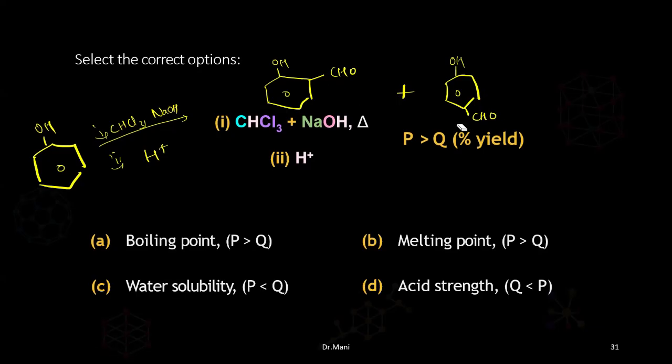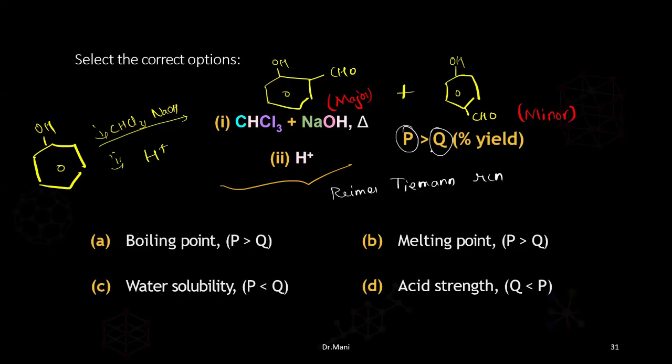So which one will be the major product, ortho or para? So this will be the major product and this will be the minor product. And remember, what is this reaction we call it as? We call this reaction the Reimer-Tiemann reaction. So in the Reimer-Tiemann reaction, we'll be getting ortho salicylaldehyde and para salicylaldehyde. Okay. So one is P, the other one is Q. If you see here, the P product is more than the Q product.